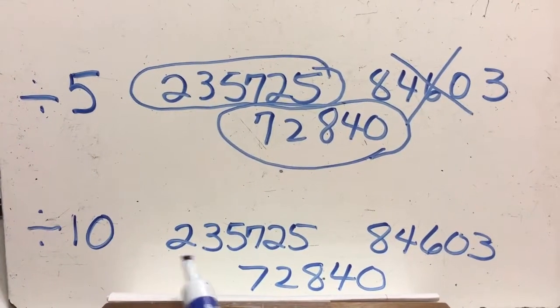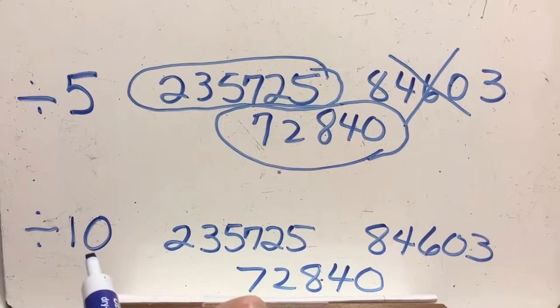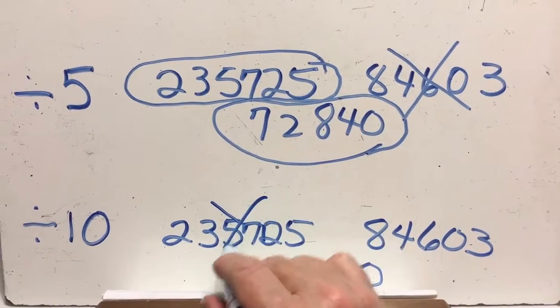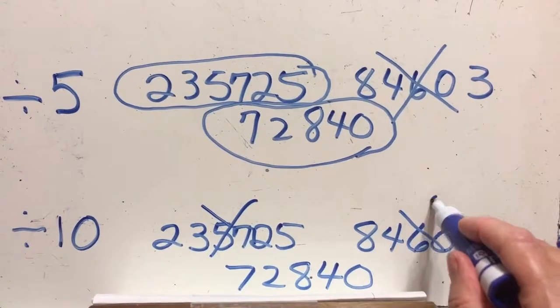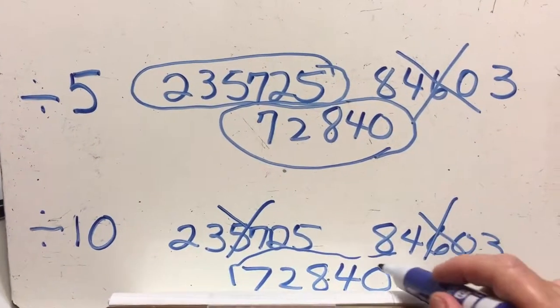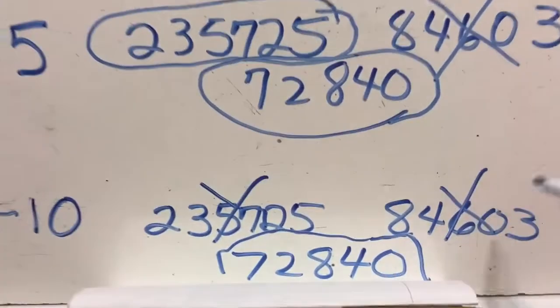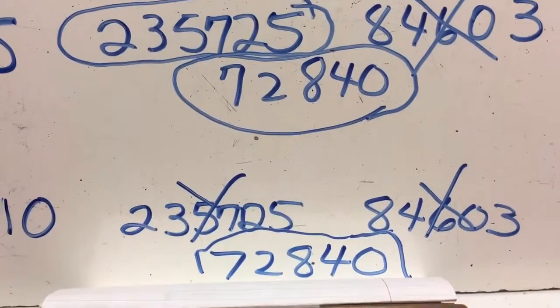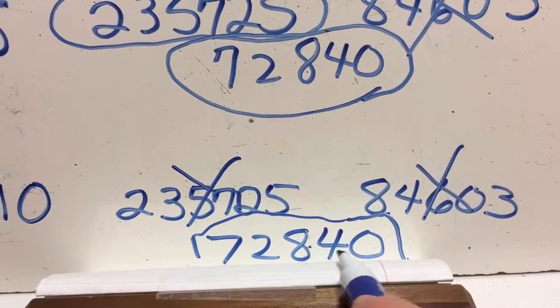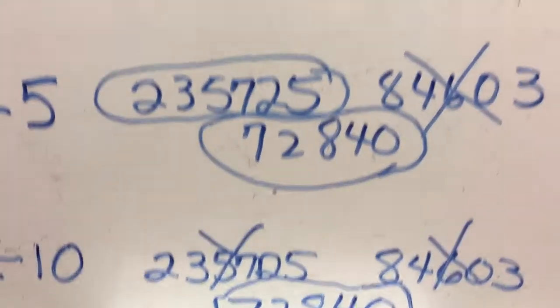Down here, to be divisible by 10, a number must have a 0 on the end. This one has a 5 on the end. That's not going to work. This one has a 3 on the end. But this one has a 0 on the end, so that one would be a workable answer there. That would be 72,840, which is divisible by 10.